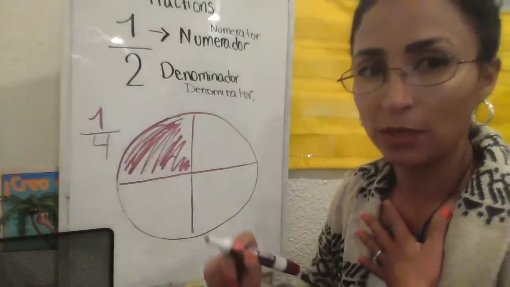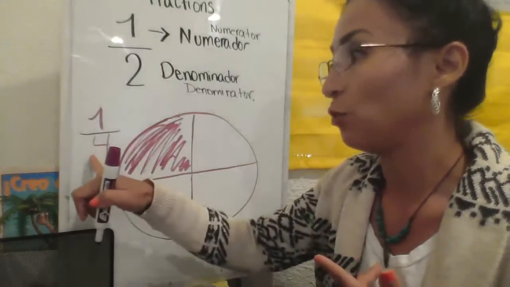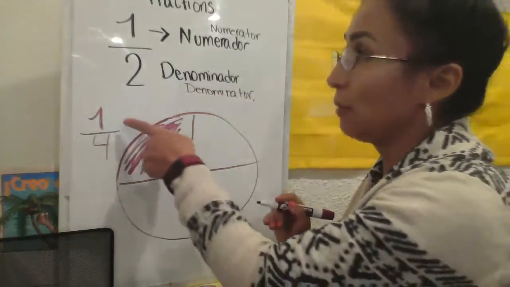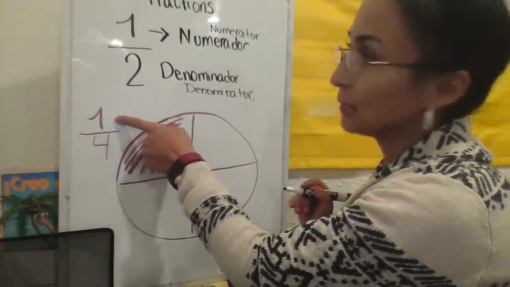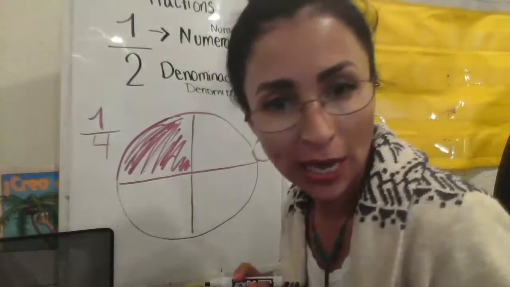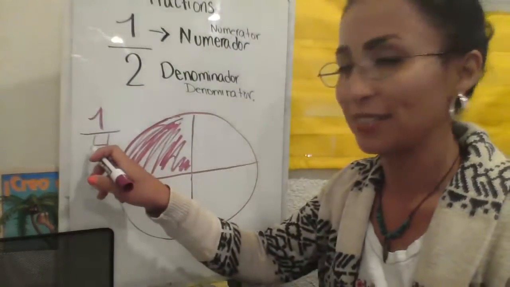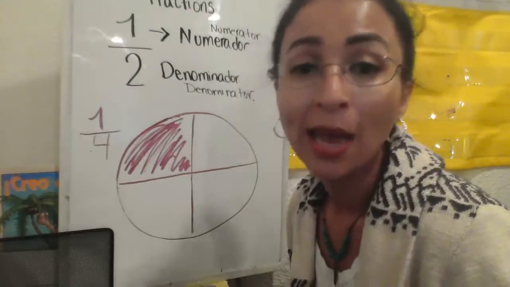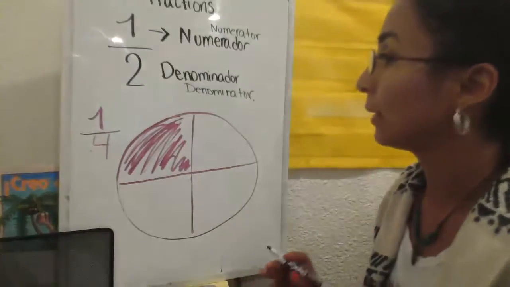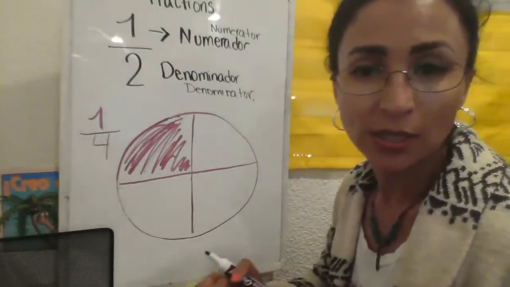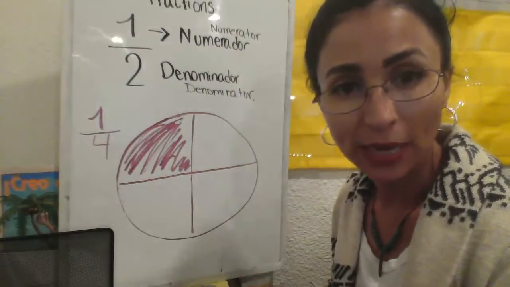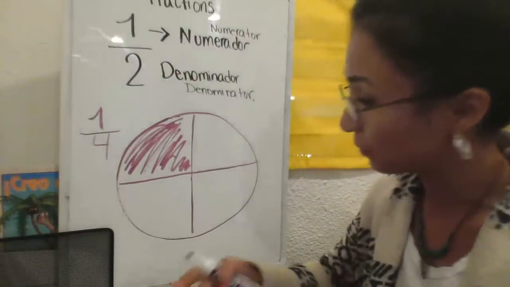Este número de arriba me dice cuántas piezas me comí. Este número de abajo me dice cuántas piezas habían en total. Remember, this is your numerator, right? This guy on the top is telling you how many pieces Miss Paola ate. And this number down here is telling you how many pieces were there before I decided to eat that 1 piece, okay? But let's just say, and this is just an example, este es un ejemplo de lo que te quiero explicar de cómo trabajan y funcionan las fracciones.